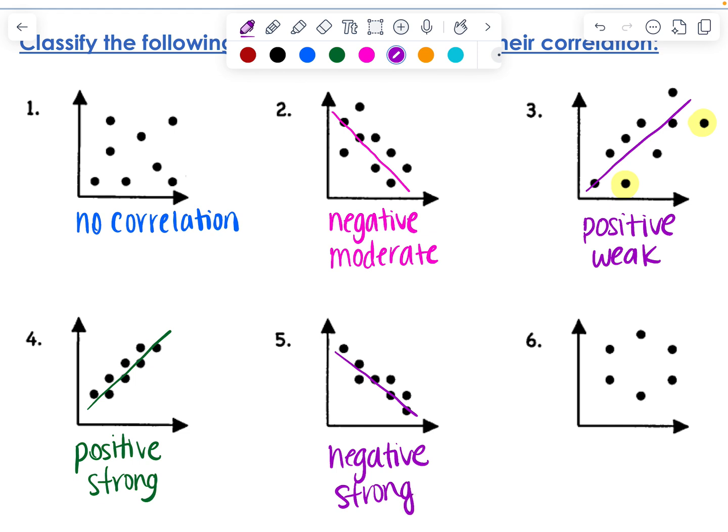And number 6, we're going to call no correlation, and that's because they're going in a circular form. And so there's no connection, whether positive or negative, to those two variables.